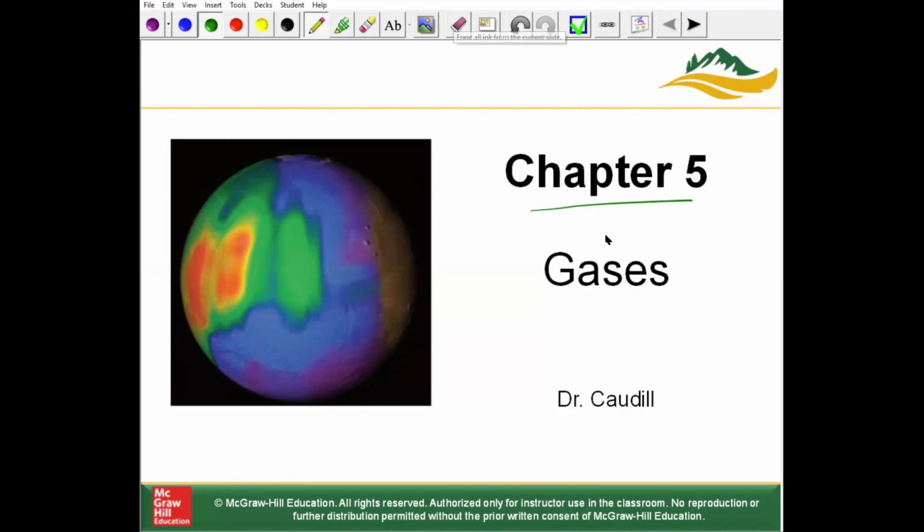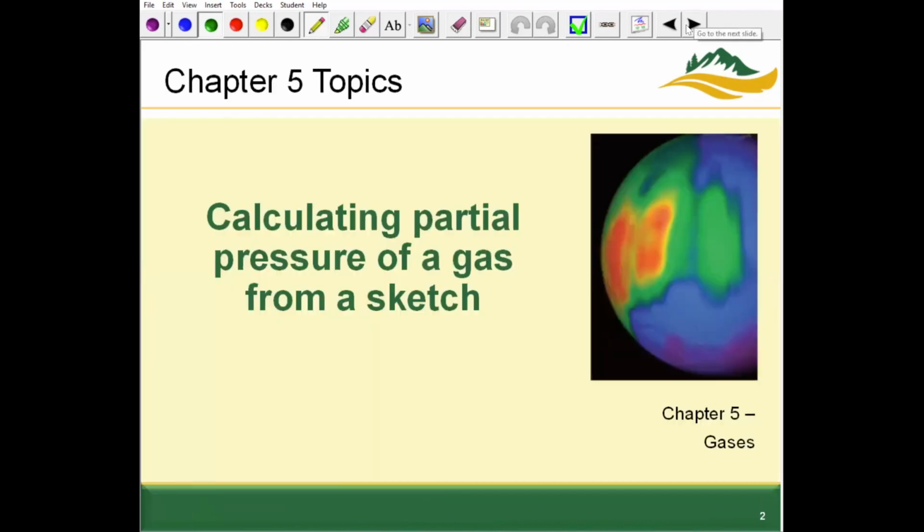Hi all, welcome back to the rest of Chapter 5. So still dealing with gases, ideal gas law, different variations of those gas laws. The next topic in Chapter 5 is calculating the partial pressure of a gas from a sketch.